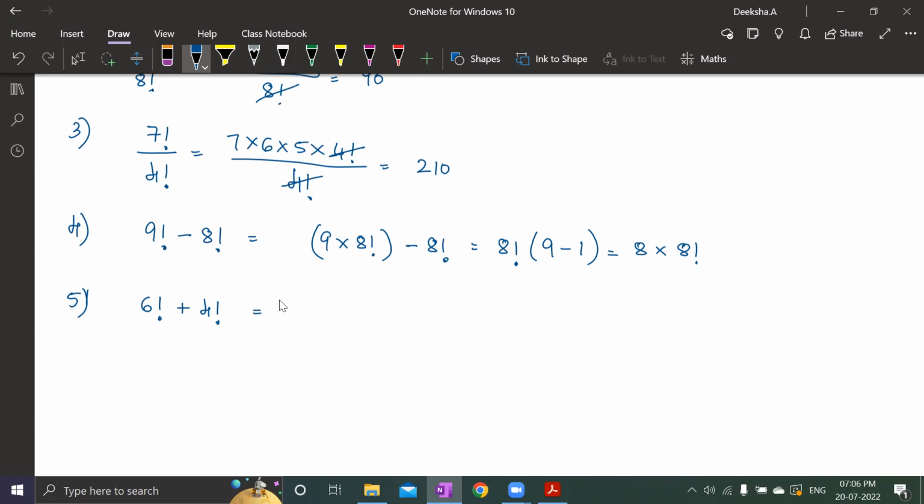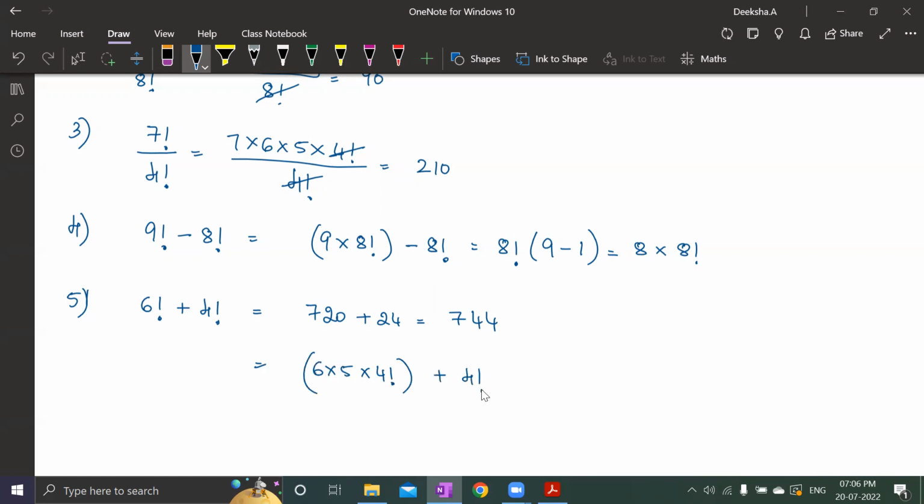See, this is easy numbers. You can directly get the answer. 6 factorial is 720, 4 factorial is 24, which gives you 744. Or if you want to simplify this way, then expand 6 factorial. Write it as 6 into 5 into 4 factorial.